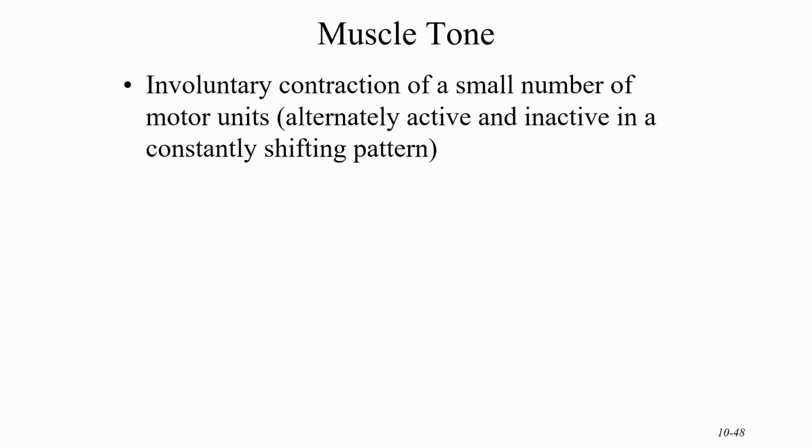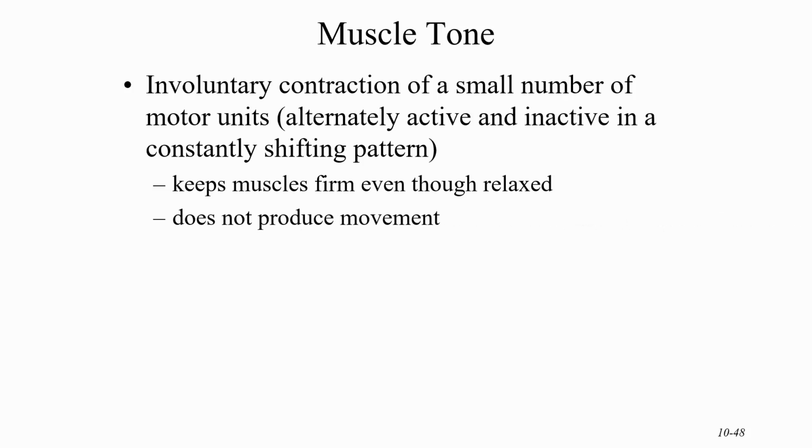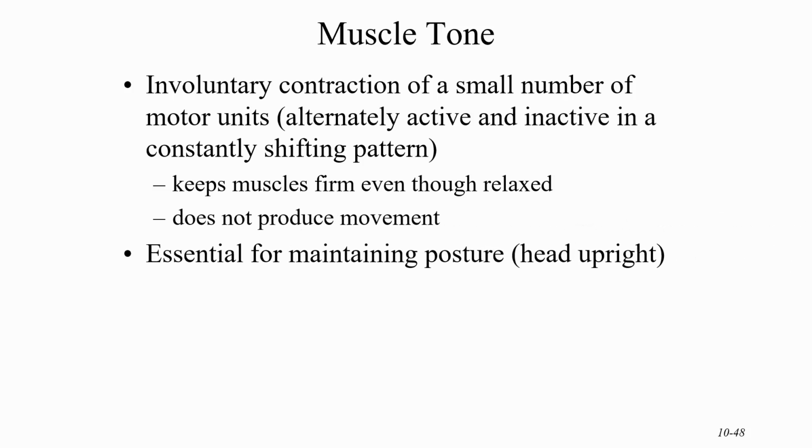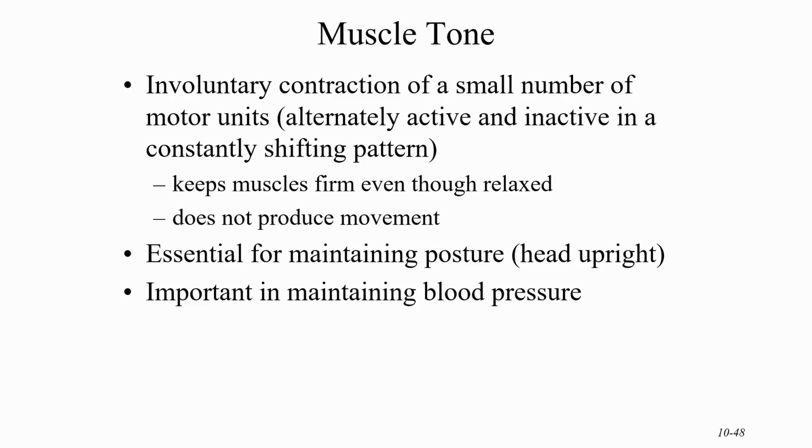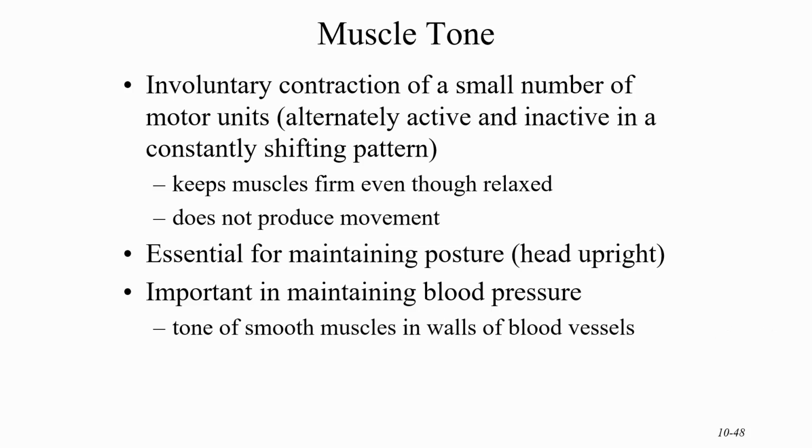So muscle tone is involuntary contraction of a small number of motor units, alternately active and inactive in a constantly shifting pattern. Now, it helps to keep the muscles firm even though they're relaxed, but it does not produce movement. Now, it's going to be essential for maintaining posture, head upright, and it's important in maintaining blood pressure. And there's a certain tone of smooth muscles in the walls of the blood vessels.